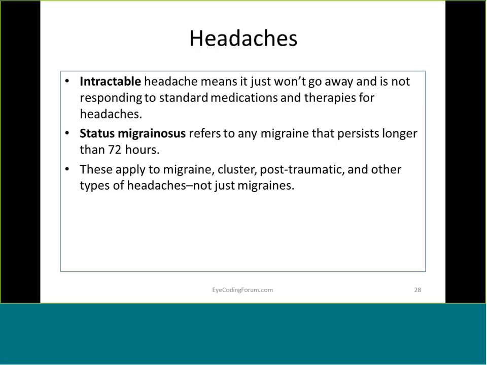They need to be listed as either intractable or not intractable, or with status migrainosus or without it. So that's 4 options on every type of headache. These apply to migraines, cluster headaches, post-traumatic, and other types of headaches. What we're focusing on here is simply the documentation. Again, I go over these codes in much more detail in our longer course.